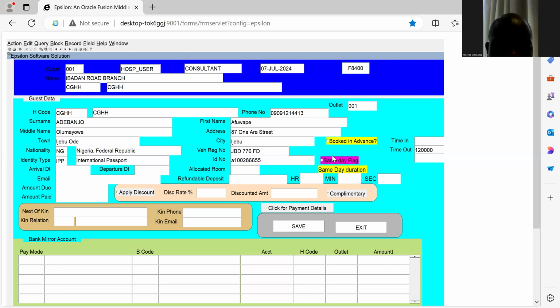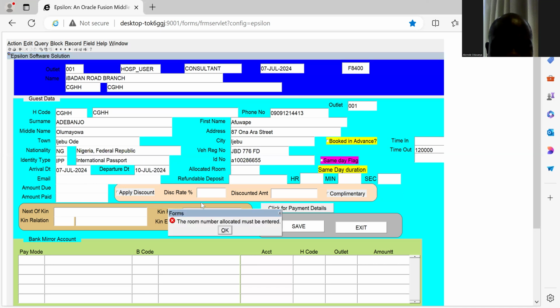This field called same day flag is for if you run some hours rest in your hotel, where somebody can just check in for some hours and pay. If it's not, then this is not useful for you. For the arrival, normally the system will pick the arrival date as the system date, which is 7 July. Let's say it's going to depart 10 July.